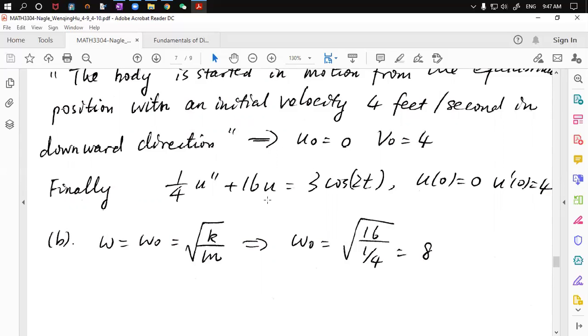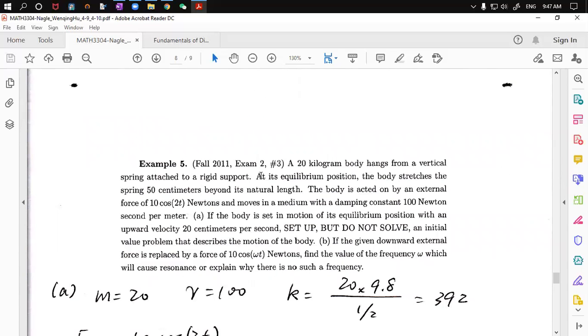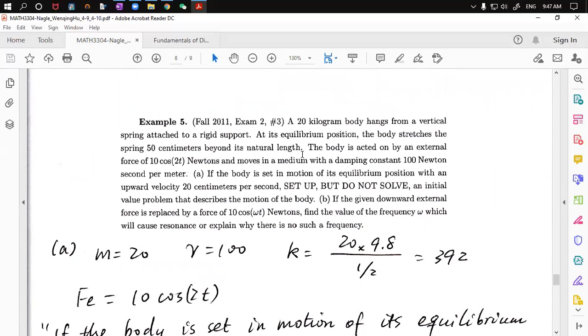Okay, so now let's look at one more problem, just to practice. Here it is using kilograms. So I have 3 more minutes. A 20 kilogram body hangs from a vertical spring attached to a rigid support. At the equilibrium position, the body stretches the spring 50 centimeters beyond the natural length. The body is acted on by an external force of 10 cosine 2t newtons and moves in a medium with a damping constant of 100 newton second per meter.